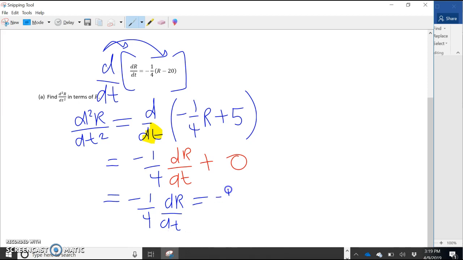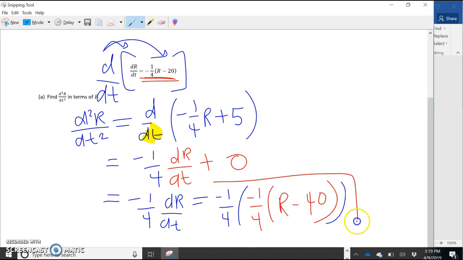So to finish, I'll remember what the original problem was telling me, and in place of that dr dt, I'll use what I know dr dt is equal to and substitute that in to get to my actual double derivative in terms of r that's being requested.